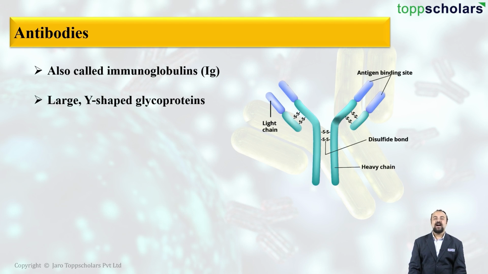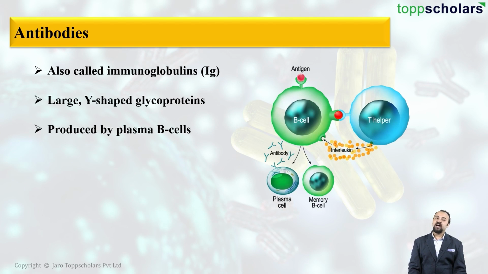Students, these are large Y-shaped glycoproteins which are produced by plasma B cells. Students, plasma B cells are a type of B lymphocyte which is a part of the body's immune system.